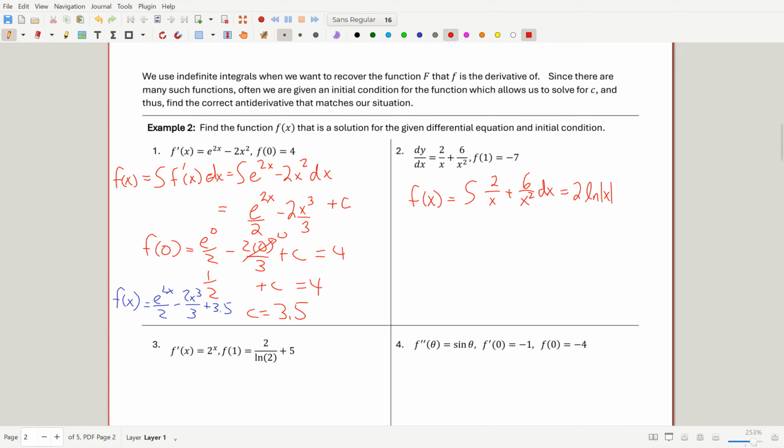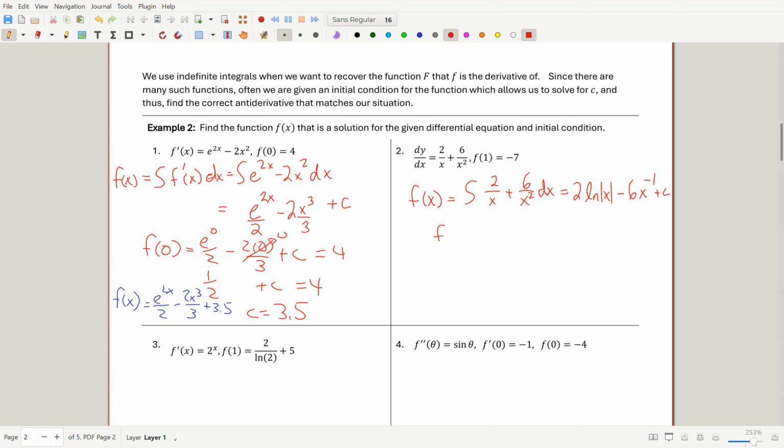Okay, so we have 2 ln absolute value of x. We've got 6x to the negative second power, so we are going to increase that to negative 1 and divide by negative 1. Dividing by negative 1 is like multiplying by negative 1. It's just minus 6x to the negative 1. I'll leave it there like that, especially because I'm plugging 1 into it. And then, of course, plus c. F of x is definitely equal to this integral, and that integral is definitely equal to this.